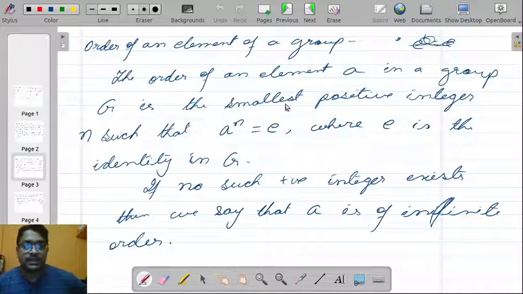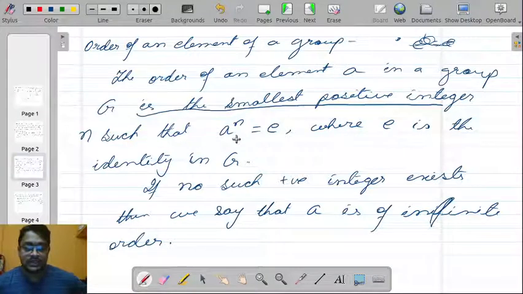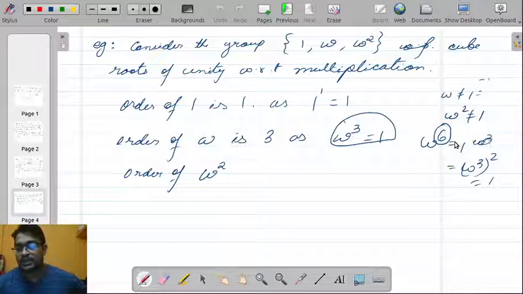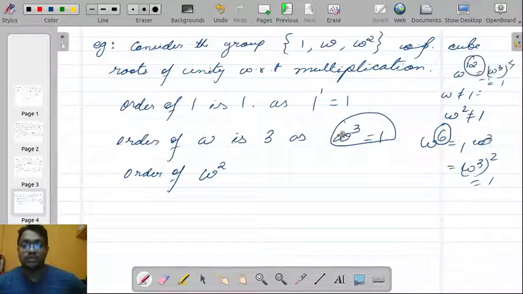Definition of order says that it is the smallest positive integer n which satisfies a to the power n equal to identity. So not only does a to the power n have to be identity, this n has to be the smallest of all possible such possibilities. Say here, omega to the power 12 is also identity, omega cube whole to the power 4, so that is also 1, but we will not say that 12 is the order of omega, because there are other elements which are lesser than 12. So the order of omega is 3.